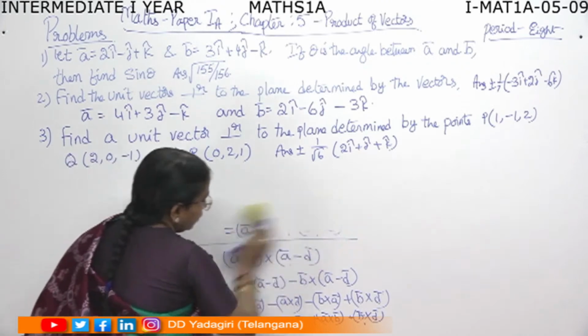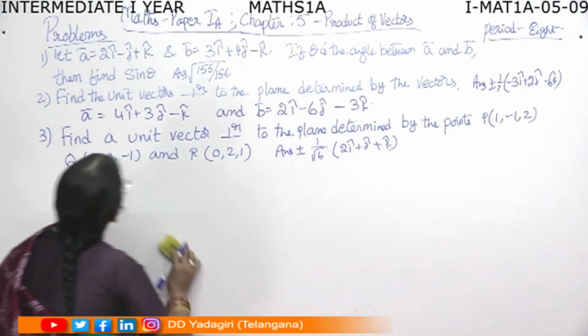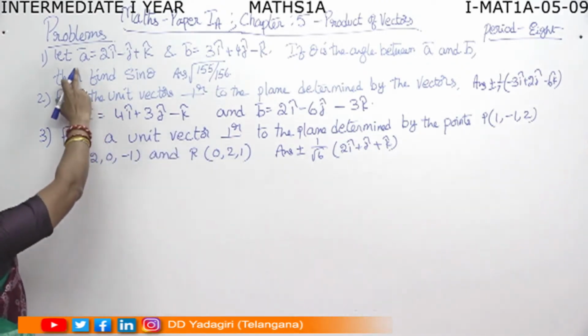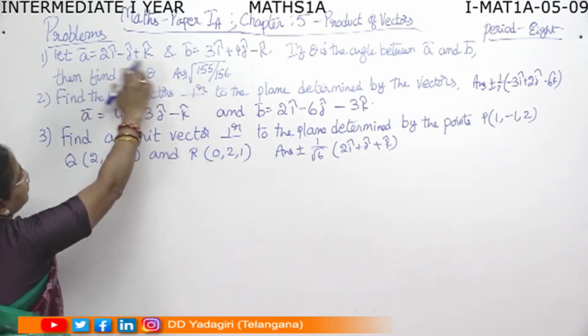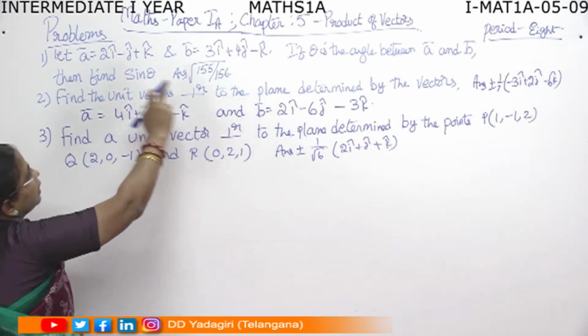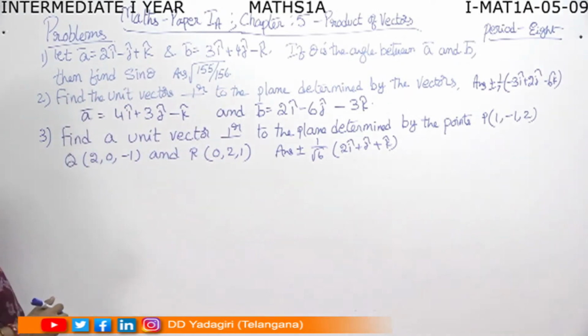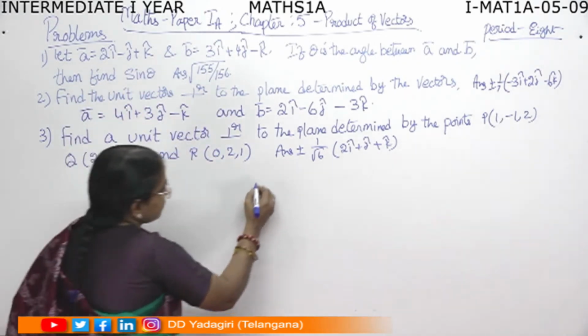Now, see, these are the three problems. First one is, you are given A vector, B vector. A and B are vectors. Theta is the angle between them. Then find sine theta. That is the problem. So first one, solution.